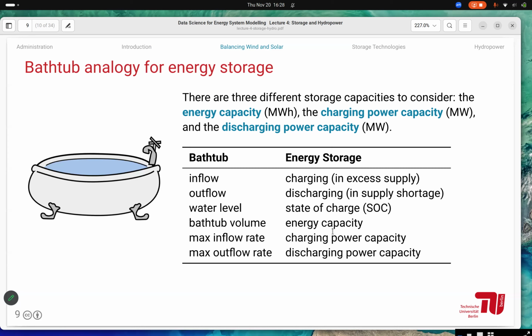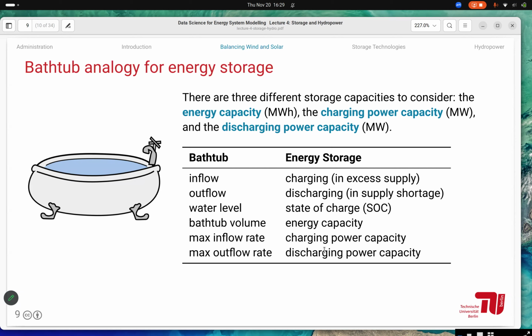So there are some analogies like this: the bathtub volume is the energy capacity, the maximum inflow rate is the charging power capacity, and the maximum outflow rate is the discharging power capacity. And these are all design parameters. You buy a bathtub, you buy an energy storage with these parameters.